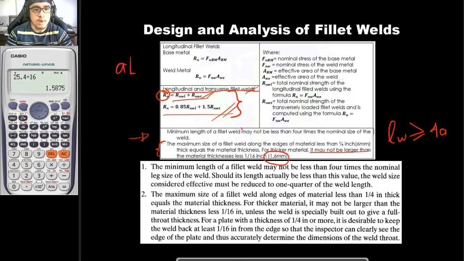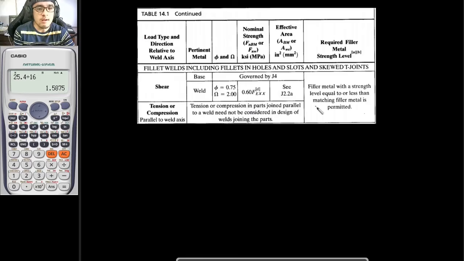Okay, so going back to this formula right here, this is to be our base formula, which is stress times area. So as you can see here, once again, FNW is equal to the nominal stress of the weld metal. So how can we get the nominal stress of the weld metal? According to this table right here, the nominal strength, FNBM or FNW, is equal to 60% of the nominal stress of your electrode.